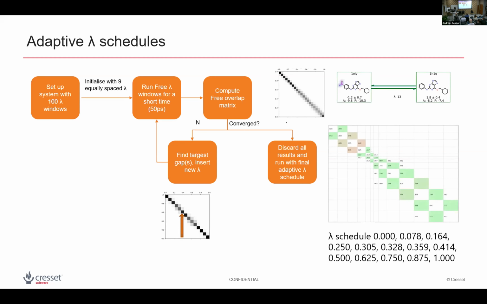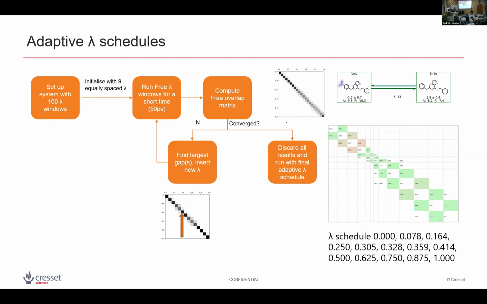So at the end, you will have something that looks like that. You see that obviously you don't have equally spaced lambda values. There are some places where the lambda windows need to be spaced closer together, and this is because the properties of the ligands change quite rapidly there. So I need to be more careful in order to have good overlap between the different states, whereas there are other areas where you are allowed to take larger steps.